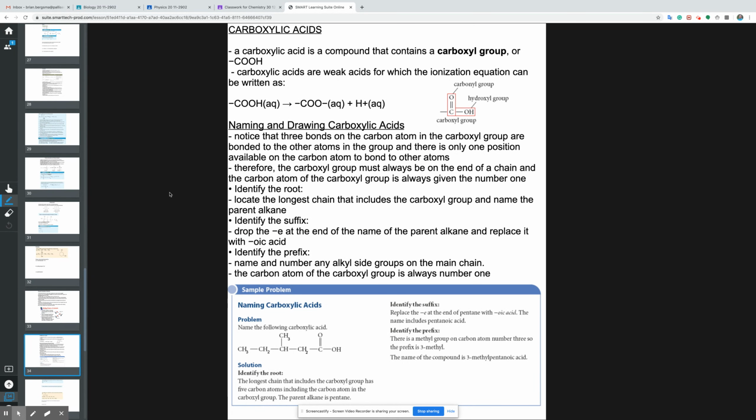Okay, moving on to the next functional group, the carboxylic acids. Okay, so a carboxylic acid is a compound that contains a carboxyl group. Okay, or it'll end in COOH. Okay, that's our carboxyl group.